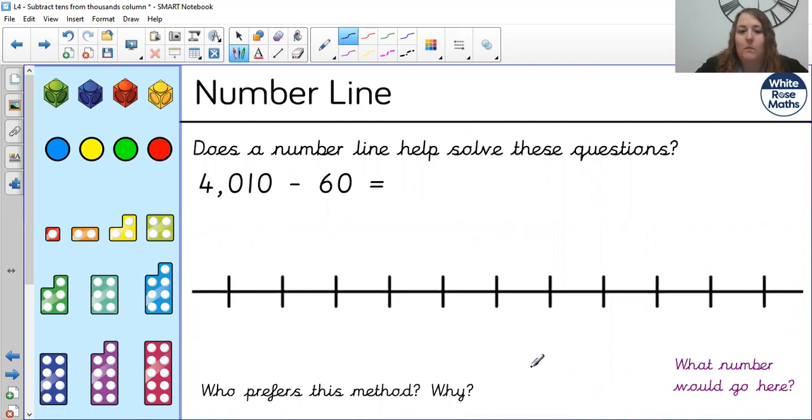Okay, so we know by now after the last few videos, that when we are subtracting, we pop our number at the end and we're going to be counting backwards. So I'm going to pop my 4,010 over here.